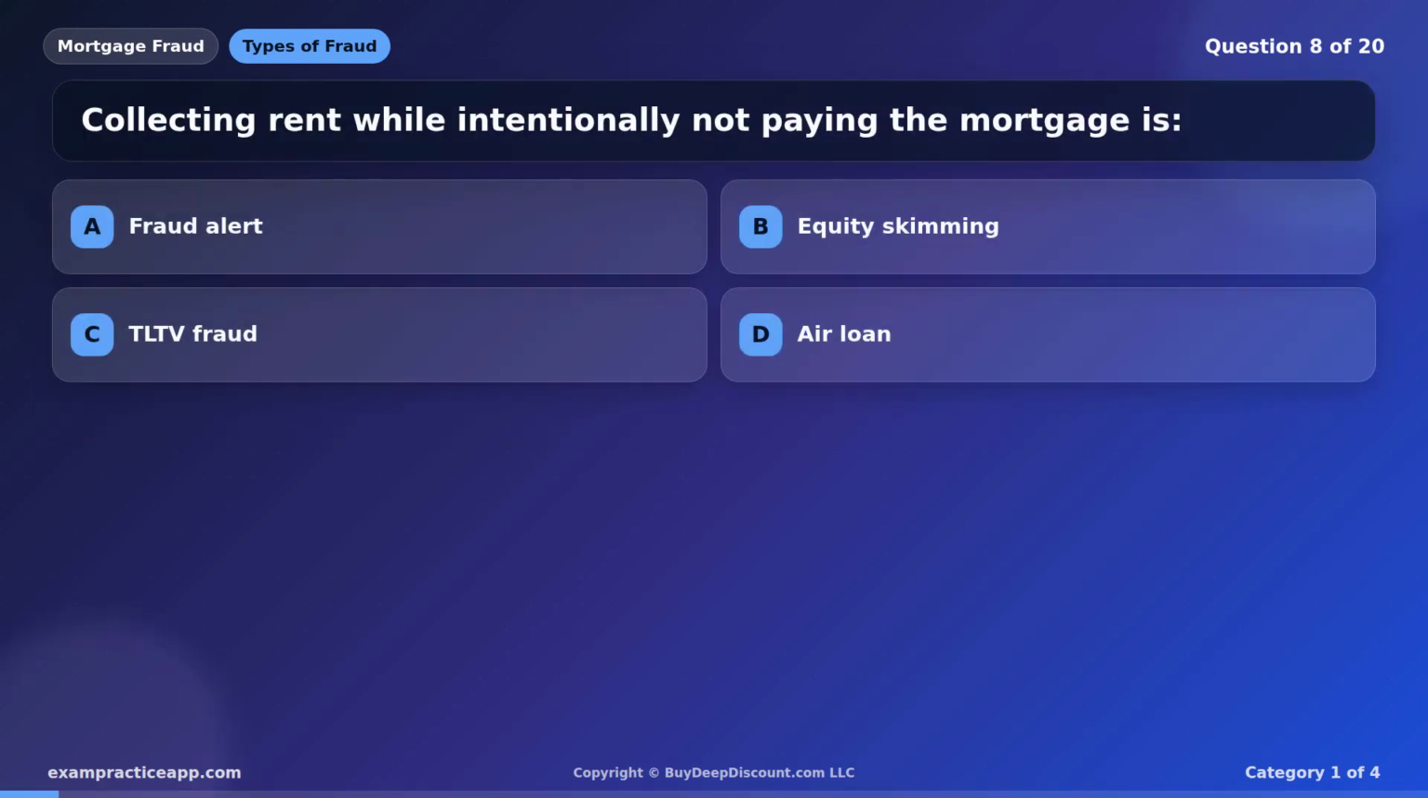Question 8. Collecting rent while intentionally not paying the mortgage is: option A, fraud alert; option B, equity skimming; option C, TLTV fraud; option D, air loan. Take a moment to choose your answer. The correct answer is option B, equity skimming. Explanation: equity skimming involves taking rental income and not paying the mortgage.